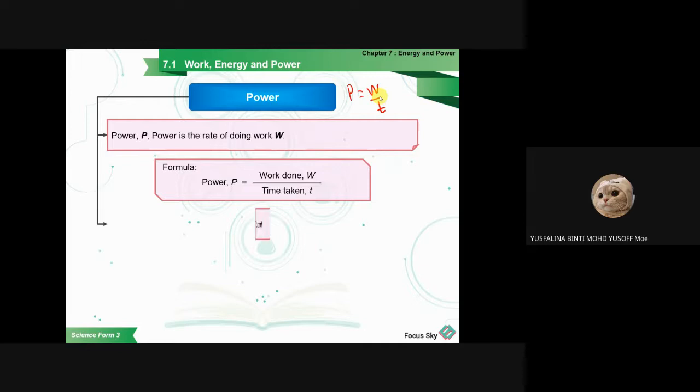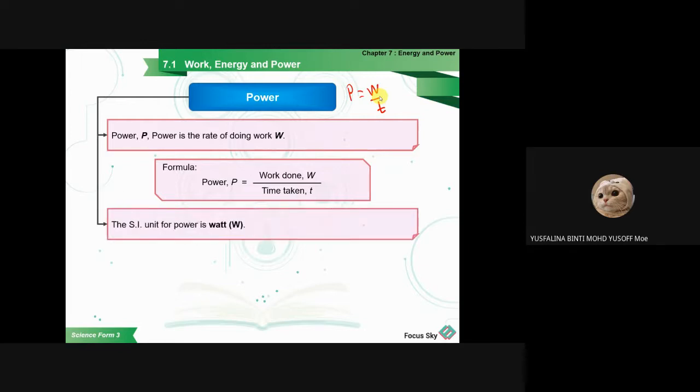The SI unit for power is watt. It's just the same as in electricity. When we learned about power in electricity, the SI unit for power was also watt, right? But the formula is different. For electricity, P is equal to VI. But for energy, power is equal to work divided by time. The unit is the same. Both are watt.